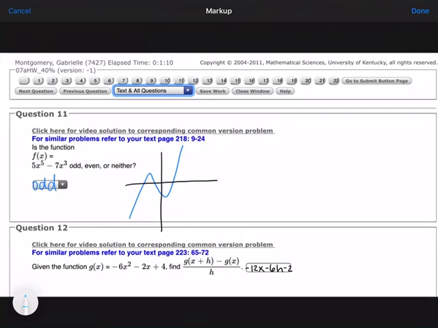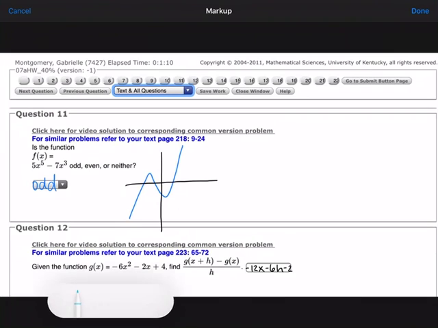Alright, so I'm going to pick up with the problem that I left off with this morning. I had a request to work out this problem and problems similar to this. So I'm doing an example from homework 7a, question 12. It says, given the function g of x equals negative 6x squared minus 2x plus 6, find g of x plus h minus g of x all over h.